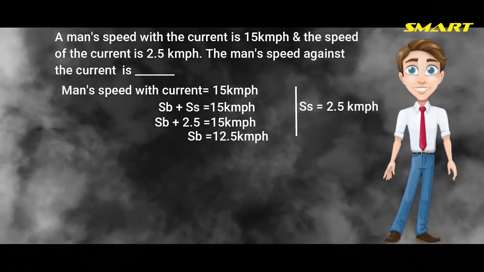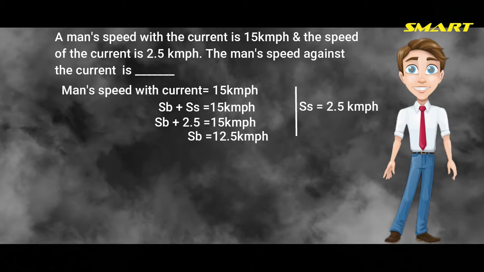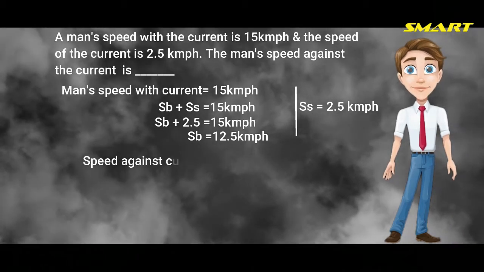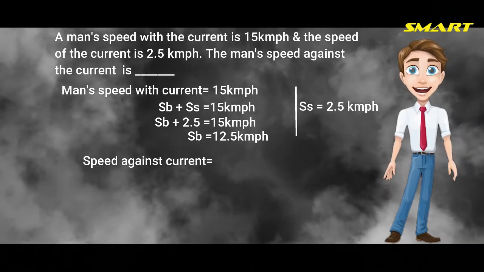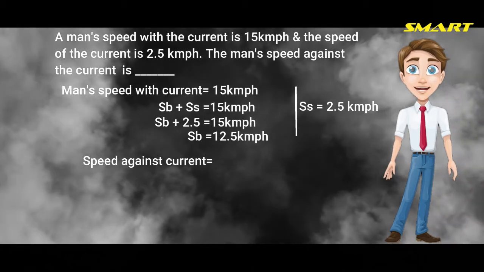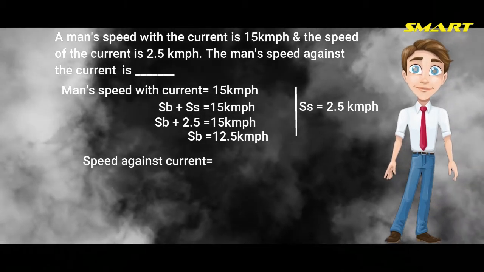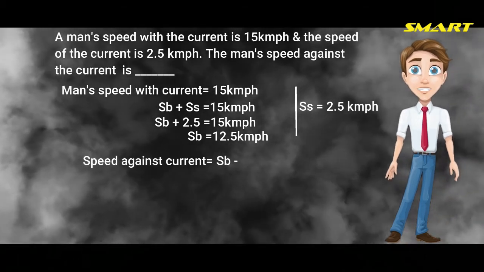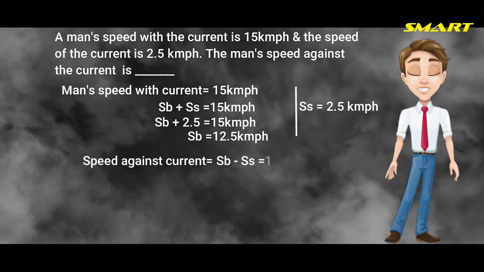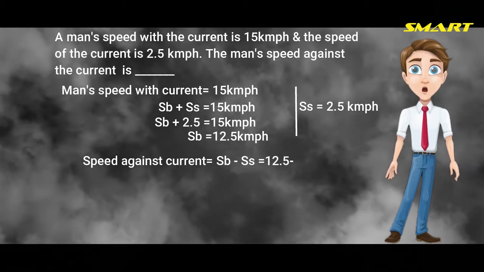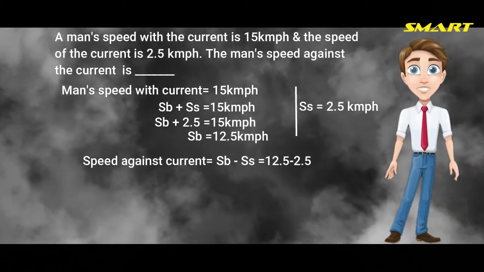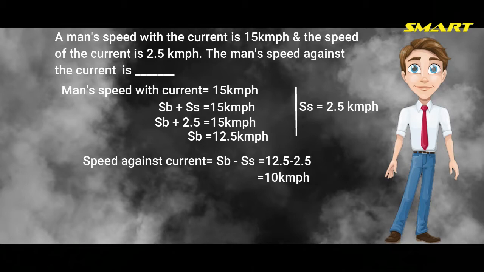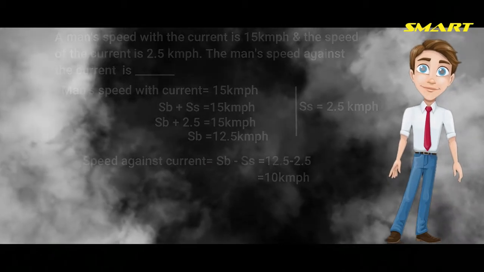And here in the question, we have to find out the speed of boat against the current, which means upstream. And we know for upstream, it is the difference of their speeds, and that is speed of boat minus speed of stream. And here we can substitute as 12.5 minus 2.5, and we'll get an answer as 10 km per hour. Hope you understood this.